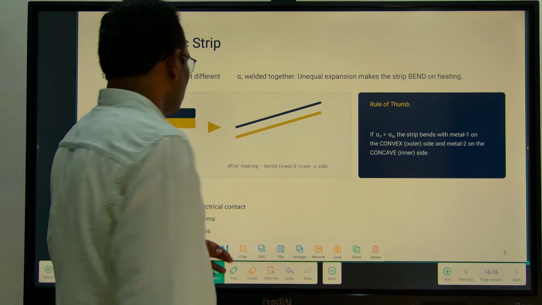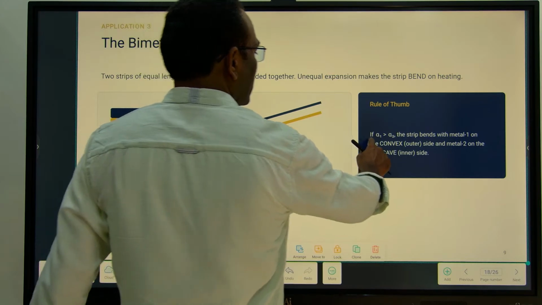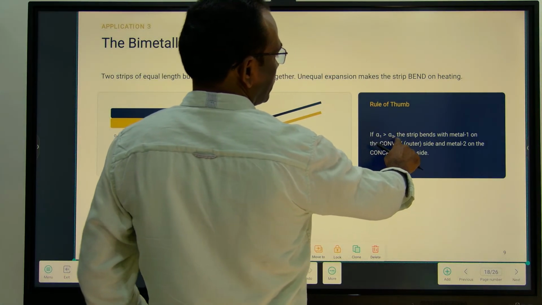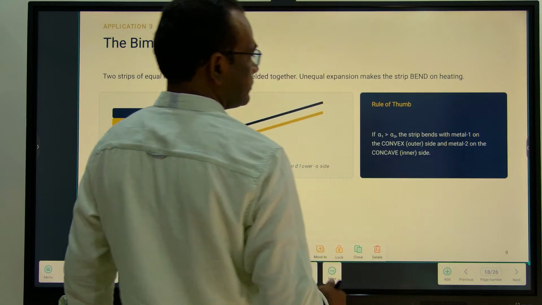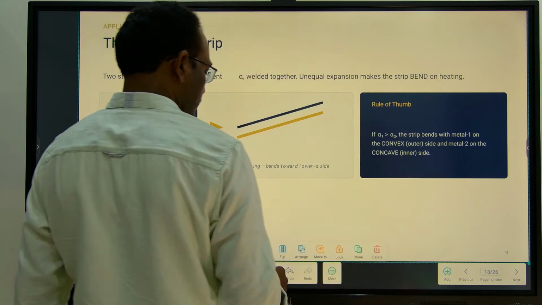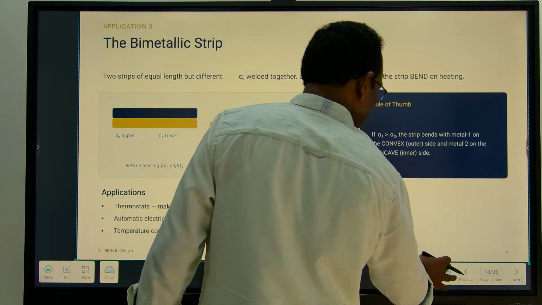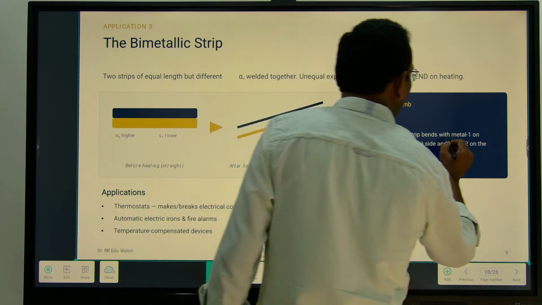Okay, so after heating it bends towards the lower alpha side. See here, if alpha 1 is greater than alpha 2, the strip bends with metal 1 on the convex outer side and metal 2 on the concave inner side. Okay, one minute, I am showing that. Read this point.